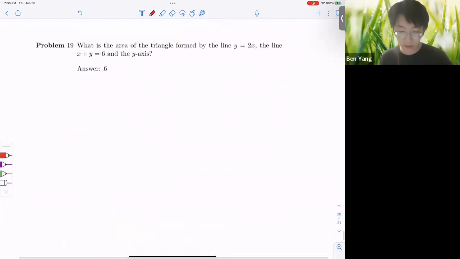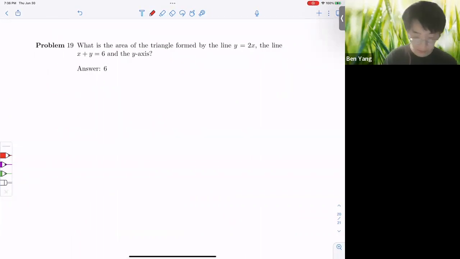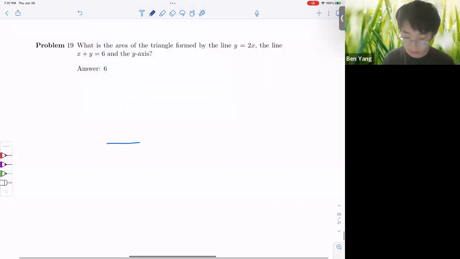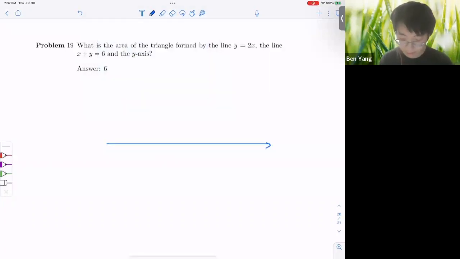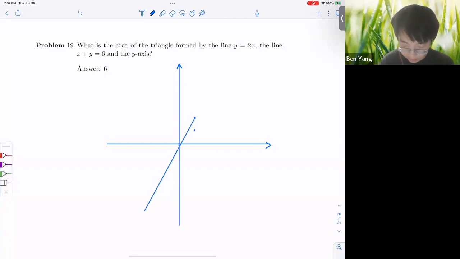Right, what's the area of the triangle formed by the line y = 2x, the line x + y = 6, and the y-axis? Again, it's a good idea to draw the graph. And it's very easy to draw. We have some nice numbers there. y = 2x. I guess we can find the point (1, 2). And that's the line y = 2x.